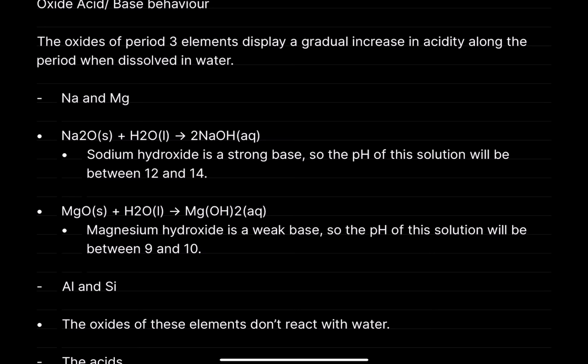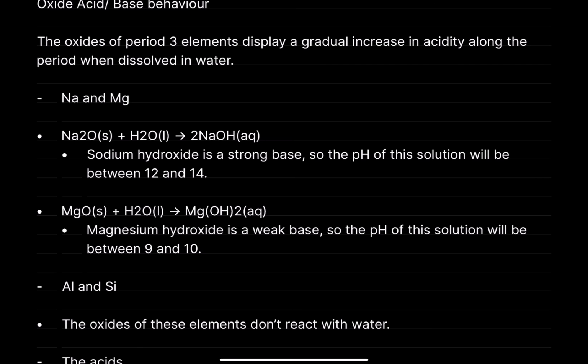I'm not going to explain why magnesium hydroxide is a weaker base. I've done that probably in another video, but magnesium hydroxide has a stronger attraction between the Mg2+ and the OH- ions, so it doesn't dissociate OH- ions as strongly in solution. So magnesium hydroxide is a weaker base. But anyway, the point here is that you're forming magnesium hydroxide, which is a weaker base.